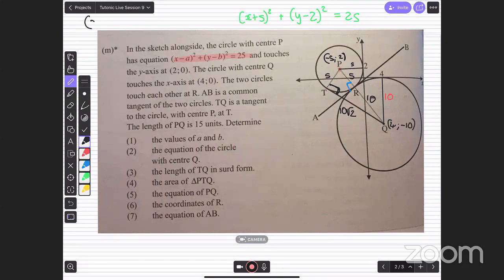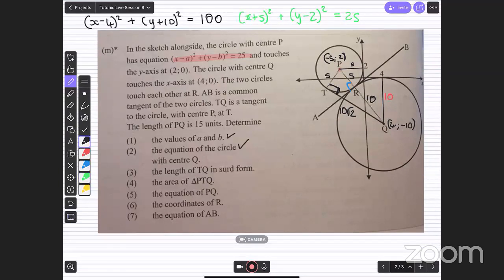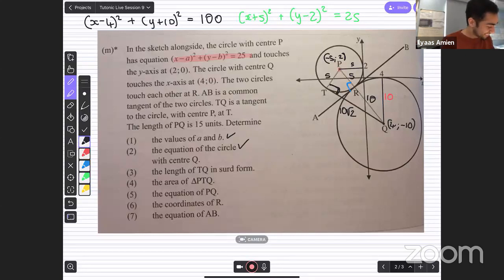x minus 4 squared plus y plus 10 squared equals 100. Okay. That's done. What's the length of TQ? We worked it out. Okay. So you see, you're getting information already. The area of PTQ. How do you work out the area of PTQ?